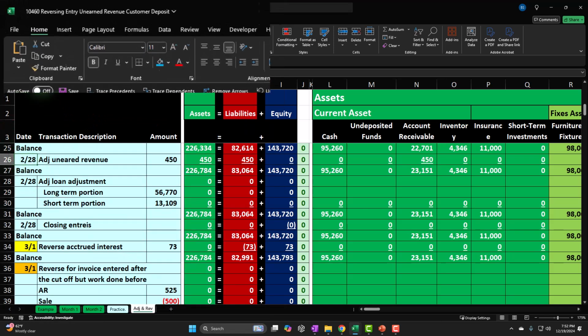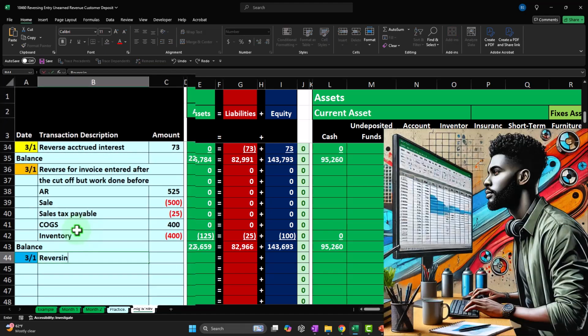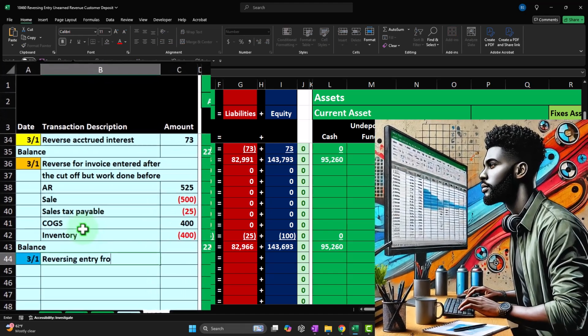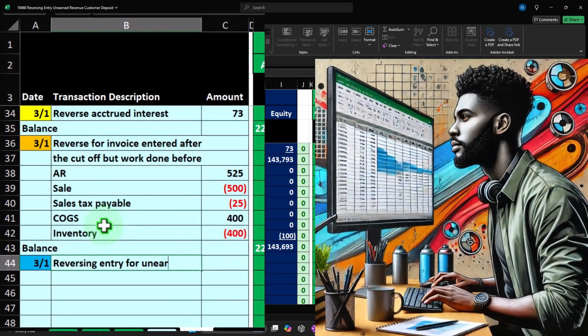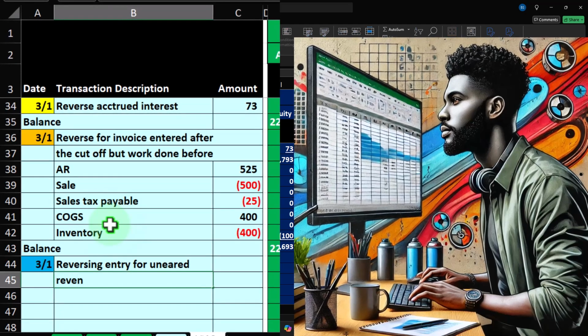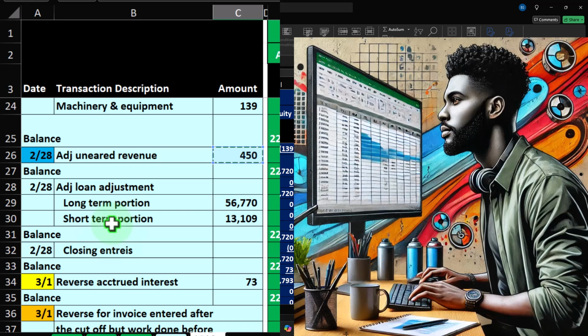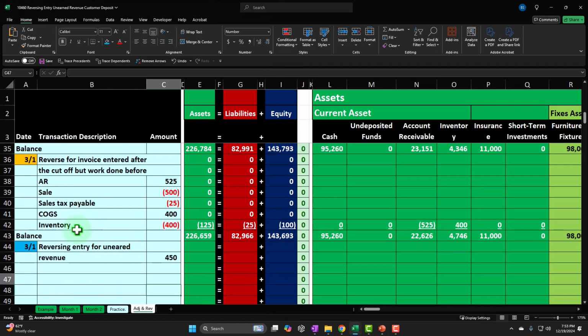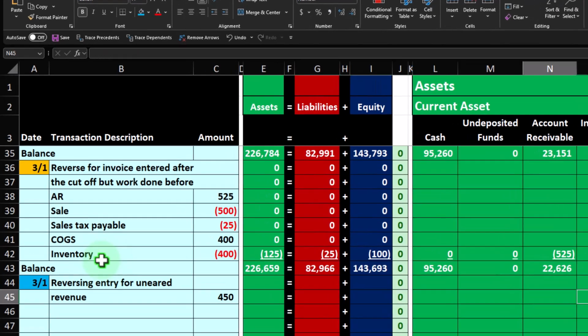Here's the adjusting entry. And then we're going to say, okay, this is going to be a reversing entry for unearned revenue. We'll put this down here. And I'm just going to bring the same dollar amount. So obviously I'm just going to do the opposite of what we did here. It was 450, so I'm going to bring that down. So 450, I'm going to say then accounts receivable is going to go back down.